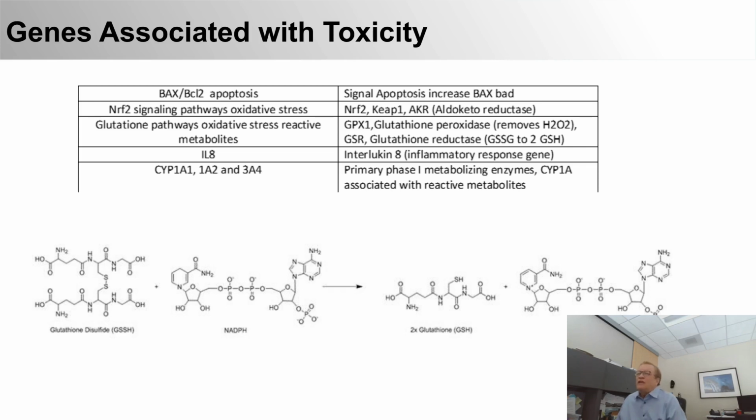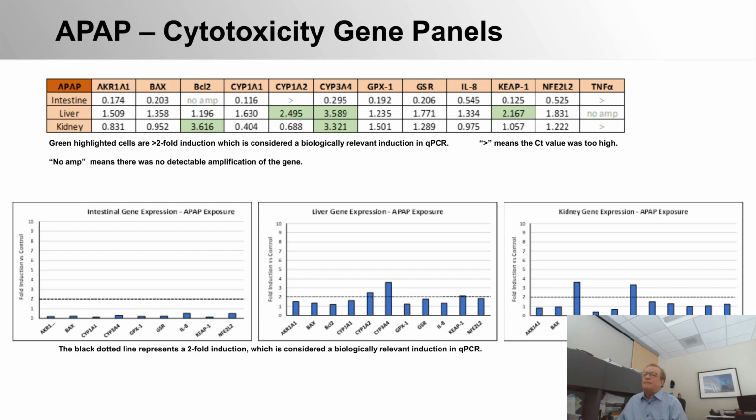We also looked at genes associated with toxicity, and this is just a table of those to give you an example. We looked at Bax, BCL2, NRF2, glutathione pathways, some cytokines for inflammation, and then some key CYP enzymes. And this table at the top shows you the gene changes. So this was done with RT-PCR. The organs are on the left, the genes across the top, and anything in green is more than a two-fold induction. And for the acetaminophen, the intestine, the liver, and the kidney compartments, not much happening, as you'd expect for a molecule that's very safe.